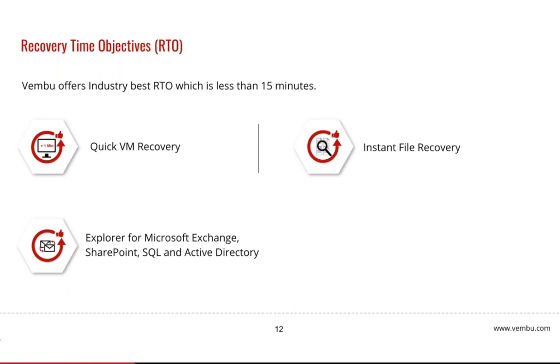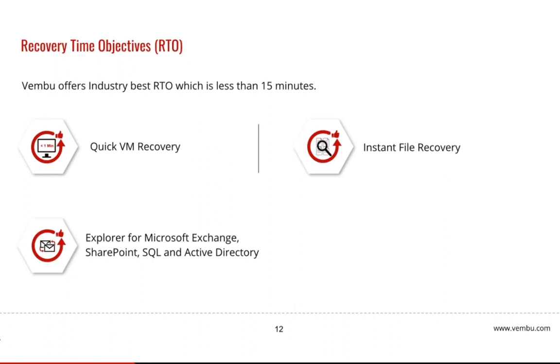And if you want to go with file level recovery, say you just need to restore a single file rather than restoring the entire machine, you can just browse, select that single file, and restore it directly to your machine. So it's very simple, instant file recovery. And also, if you are running virtual machines with applications like Exchange, SQL, SharePoint or AD, you can restore individual application items, again instantly.